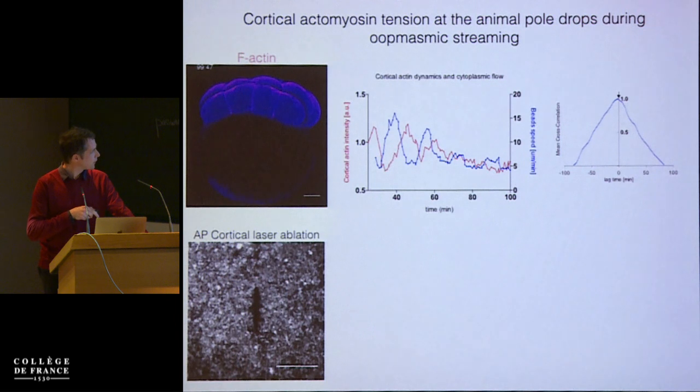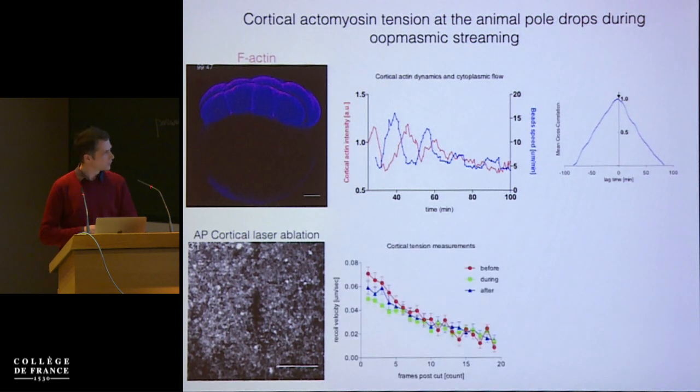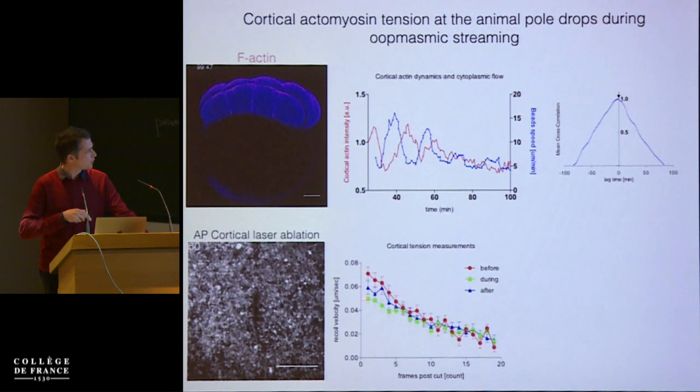Now, what Cheyenne then did is he looked at the tension at the animal pole, the cortical tension at the animal pole, by doing cuts using a UV laser. And again, consistent with the idea of disassembly of actomyosin, the tension during the flow, in the leftover actomyosin cortex at the animal pole, is going down.